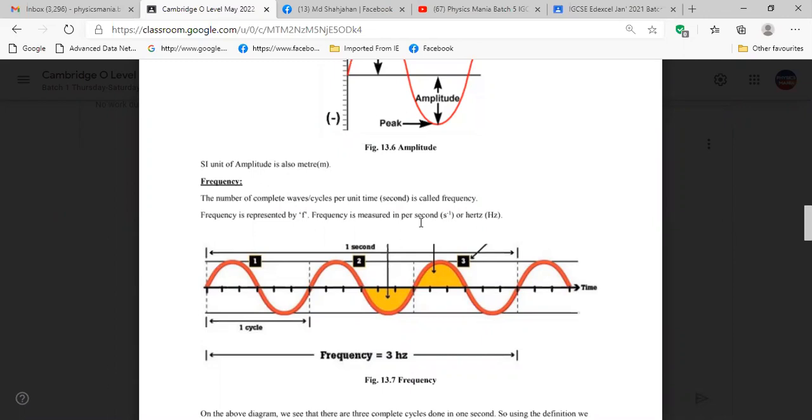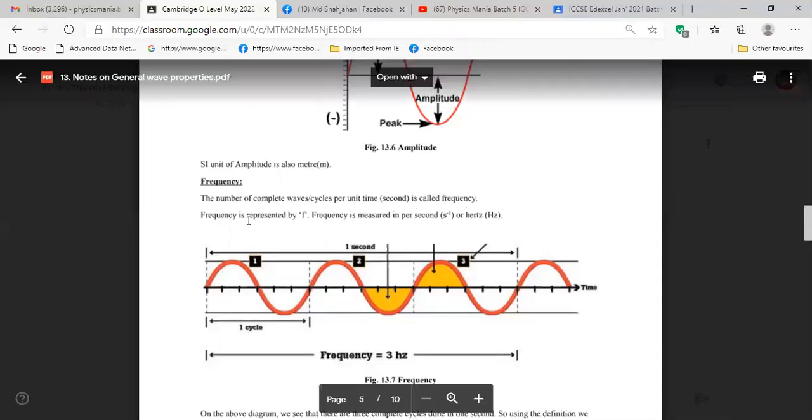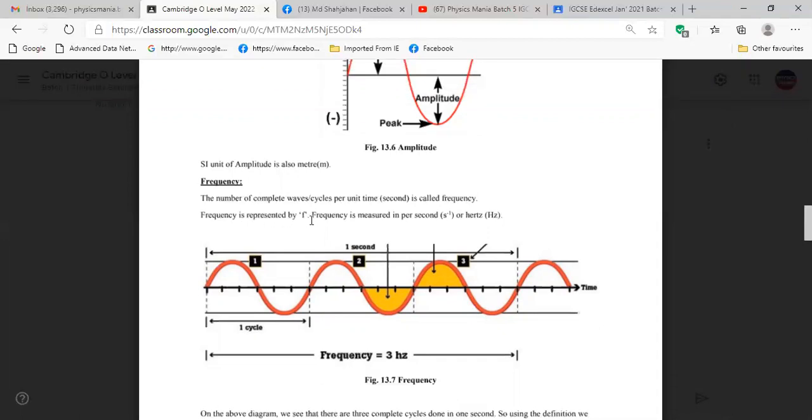Please write this definition: the number of complete waves or cycles per unit time. Per unit time means per second, is called frequency. Frequency is represented by f, and frequency is measured in hertz. Now, I will not tell you to draw this diagram. I will tell you to draw a simpler diagram, and from there you will calculate.